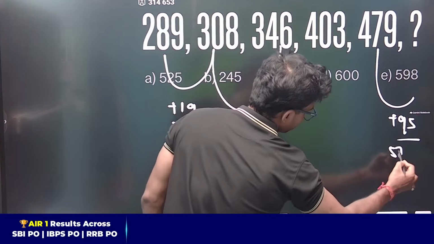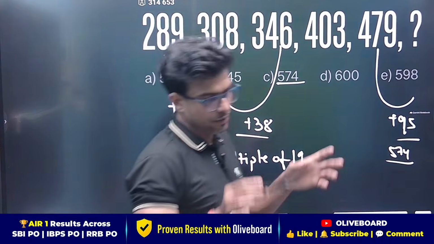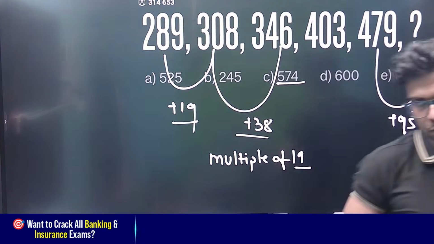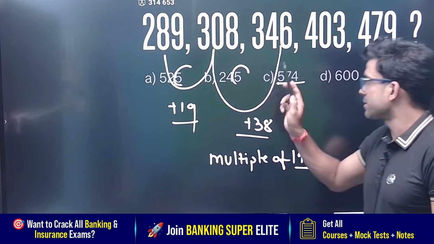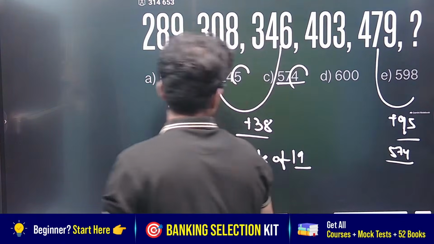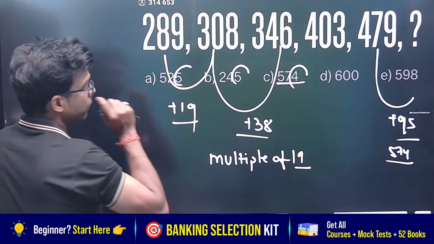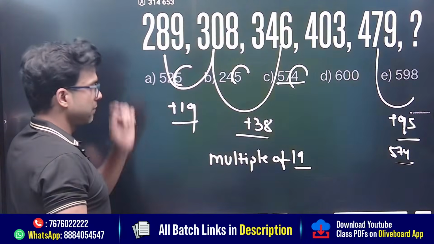My answer is 574. Again, because this is a test on a speed level, all of you should also look over your unit places. Here the unit place is 5, here the unit place is 5, and here the unit place is basically 4. So what I got from here is 9 plus 5 is 14, and 4 was at the last, so I have answered here.